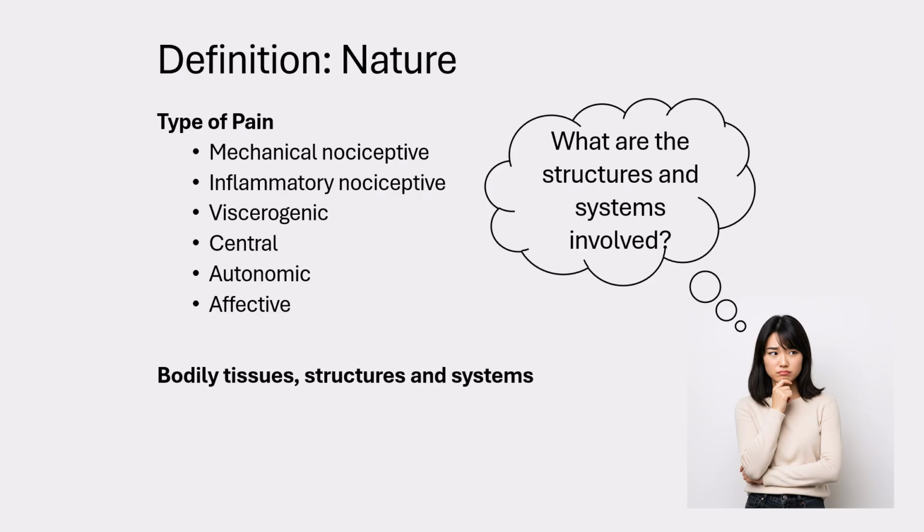Next, we need to determine the tissues, structures, and systems associated with the condition. Usually, the easiest way to guess what structure is involved is locating where the patient's bodily area of complaint is. In our case study, the patient is experiencing pain in the right hip and groin region. So our easiest guess is that there is something wrong with structures within that region. And based on your anatomical knowledge, what are these structures within that region?